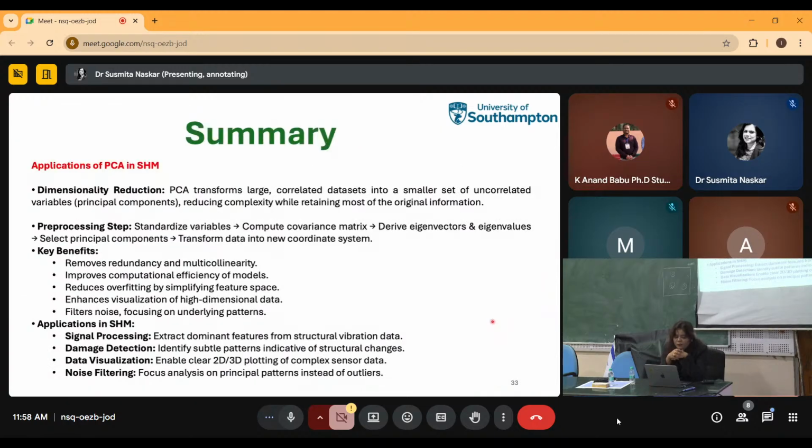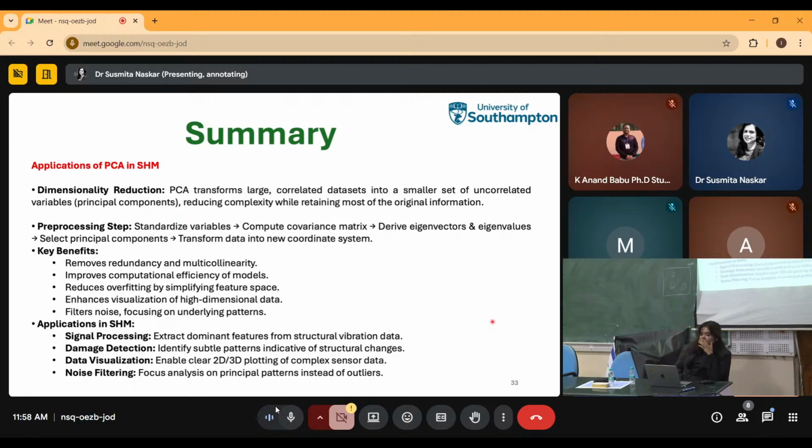And now, if you try to quickly look into the summary today, we have talked a little bit about dimensionality reduction, right? We talked about PCA transformation, and we have talked about correlated data sets here. We also talked about pre-processing steps like how we can standardize the data, calculate the covariance, and derive the eigenvectors and eigenvalues. And we have looked into their key benefits like removing redundancy, improving computational efficiency, and reducing overfitting as well. With that we have also looked into where it could be applied, like signal processing, damage, noise, visualization. Those are the places where we have seen how we can use PCA.